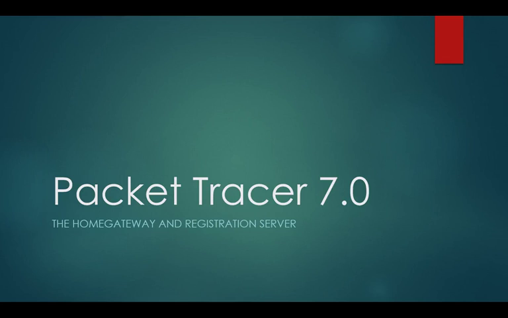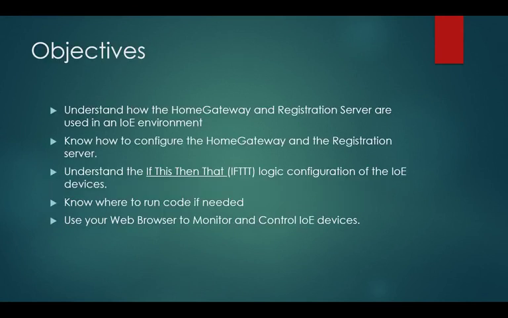New to Packet Tracer 7 are the Home Gateway and Registration Server. We want to give you a basic understanding of these new devices inside Packet Tracer and their functions. You will be able to configure these devices as if you were in a regular home or industrial situation. You can now use if this, then that logic configuration of the smart devices. Packet Tracer now has the ability to run code as if using a SparkKit.